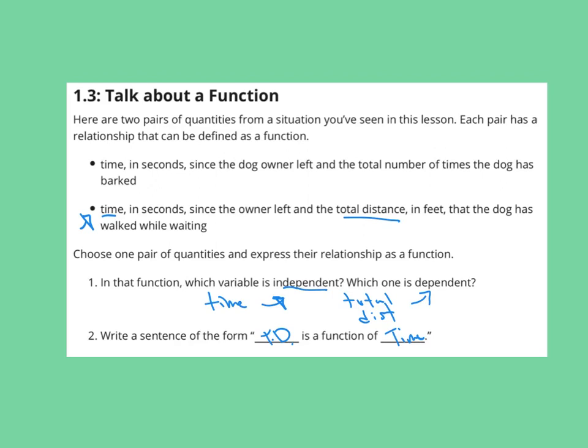Let's double back. Time in seconds and number of times the dog has barked. I believe that time, again, would be the independent, and the number of barks would be the dependent, right? The longer we go on, the more barks there are. The shorter time, the fewer barks. But barks is going to be dependent on how much time has elapsed. So number of barks is a function of time. And these are ditto marks.